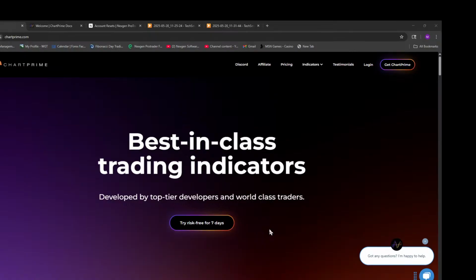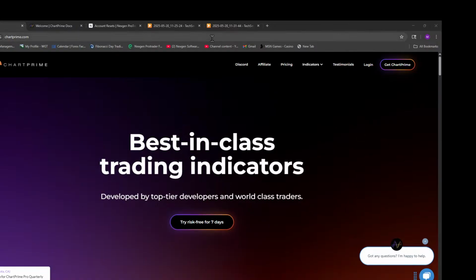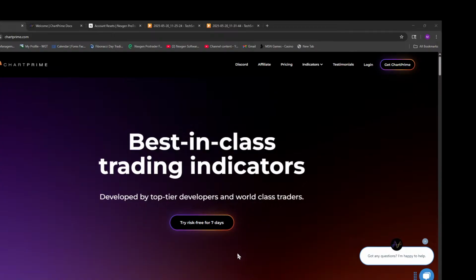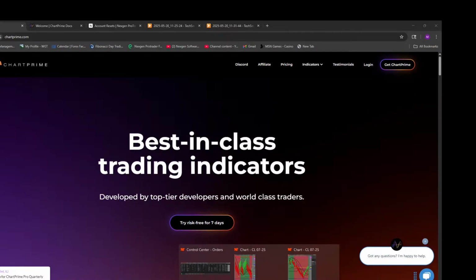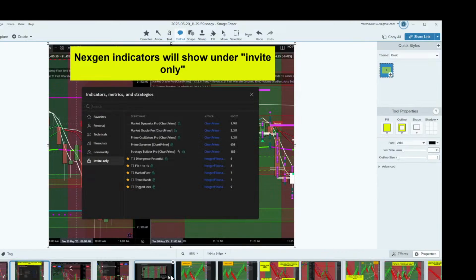John has probably tested 50 different supply and demand zones. This is the one that he came up with that he likes the most. Guys, if you're going to be a day trader for real for your life, it's a small expenditure. Chart Prime, it's the company that builds the zones, 10K. And they'll give you a 7-day free trial on those zones.